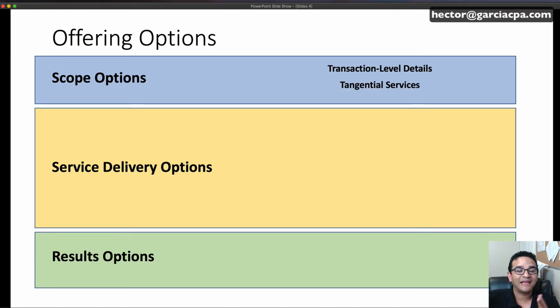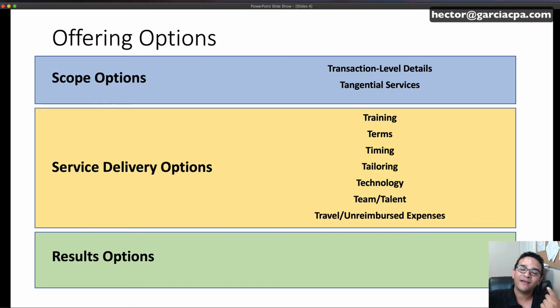We have tangential services. Under service delivery, we have training, we have terms, we have timing, we have tailoring, we have technology, we have team or talent, and then we have travel or unreimbursed expenses. As you can tell, they all start with T. These are called the 12 T's, so it makes it easier to remember. And on the results options, we have transformation, we have termination, and then we have transfer of risk.